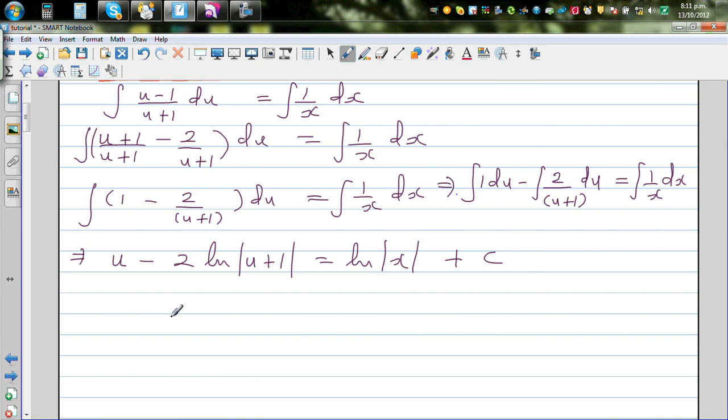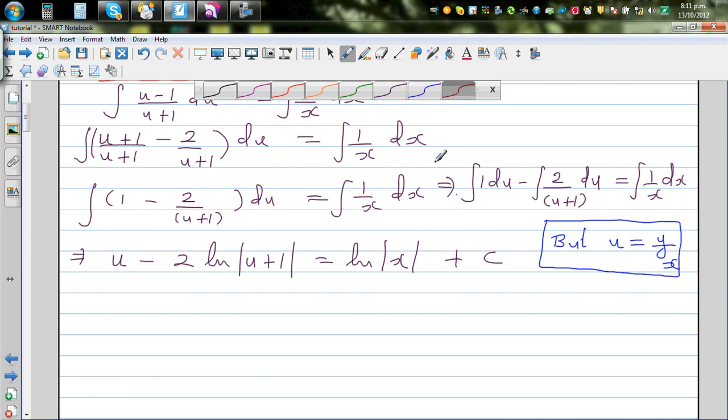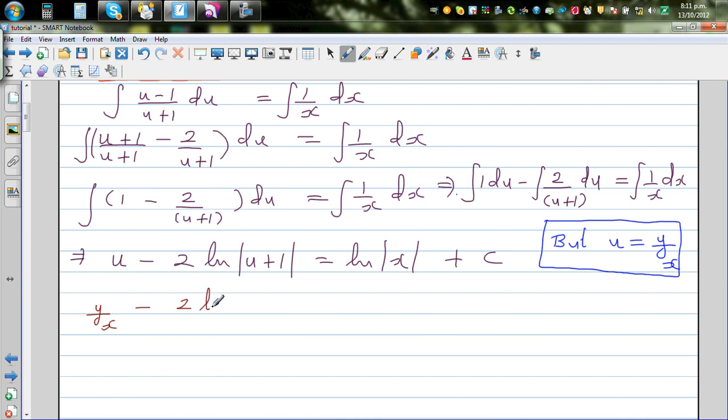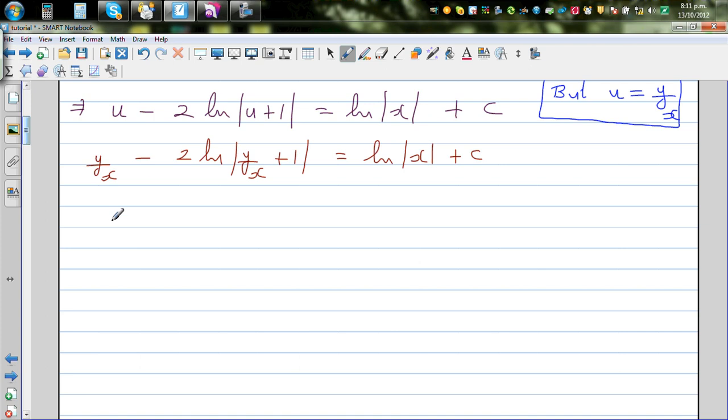Okay, so now let's substitute. But what do we know? What is u? u is equal to y over x, because y is equal to ux is given. So in place of u, we can back substitute y over x, because we want to express the solution in terms of x and y. So this is y over x minus 2 times natural log of (y over x plus 1) is equal to natural log of x plus c. You're almost there. So y over x is equal to, taking this to the other side, 2 times natural log of, this can simplify to (y plus x) over x, plus natural log of x plus c.